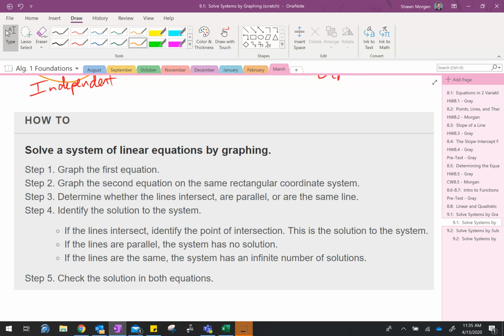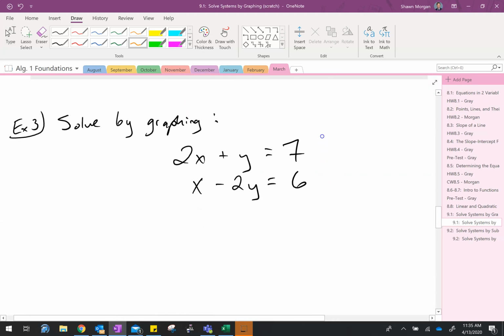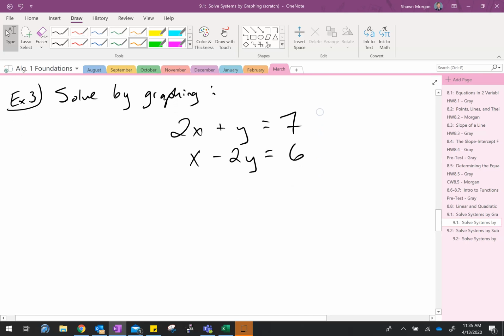All right, so hopefully you've had a chance to copy these down. We'll be using them in this example 3 right here, which says solve the following system by graphing. Now, the first thing I would like to do is get each of these in y equals form. I'm a big fan of slope-intercept form. It makes things easy to graph. So I'm going to let y stay on the left side. We're going to subtract 2x from both sides, and then that 7 is going to be there as my y-intercept.